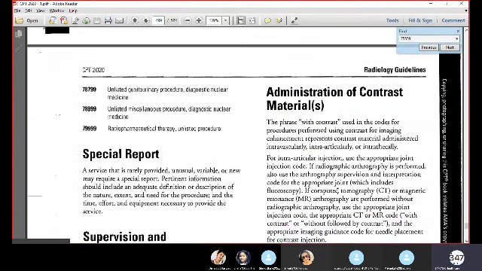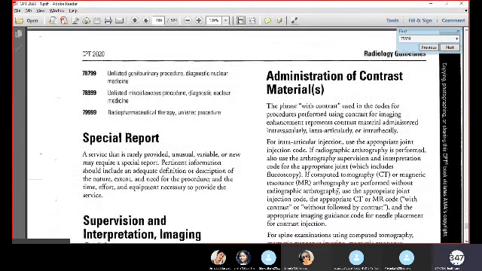Appendicular bones, what are they? Both upper and lower extremities. Yes. Okay. Radiation treatment management for 5 fractions. 77427. Yes, sir, 5 or more fractions, it is 77427. So 77427 is the answer. Okay.